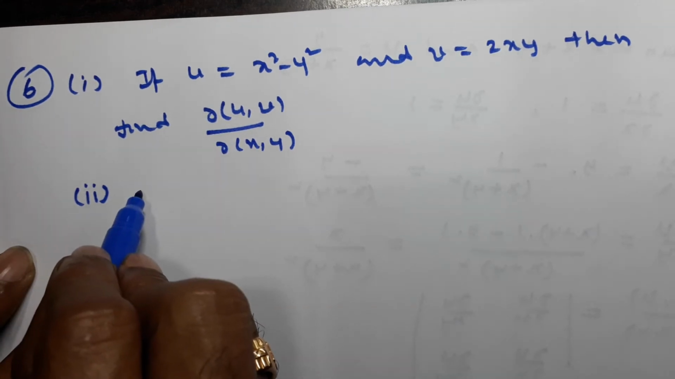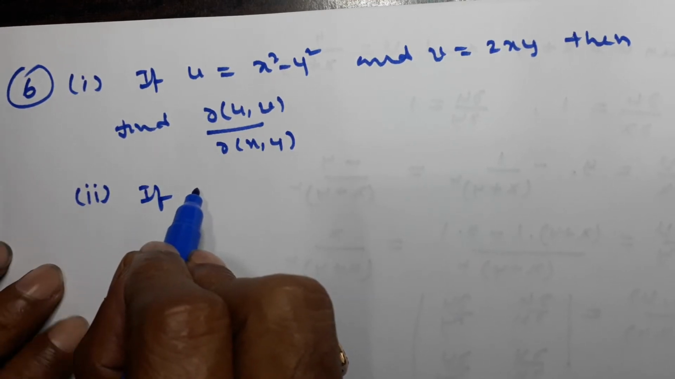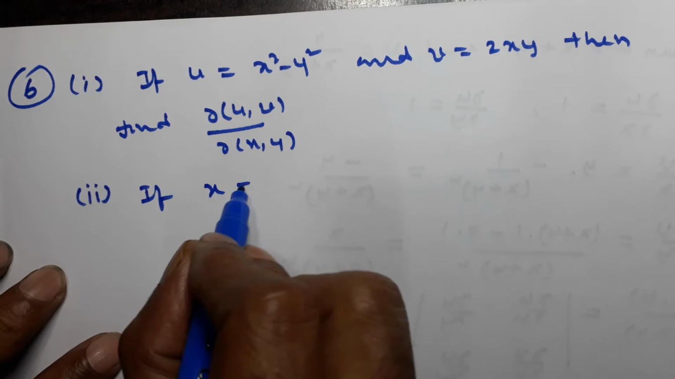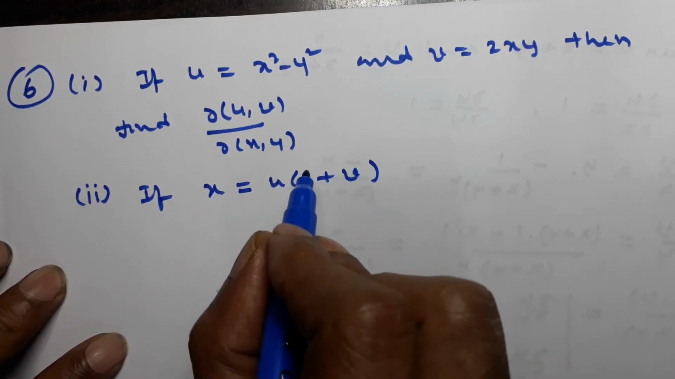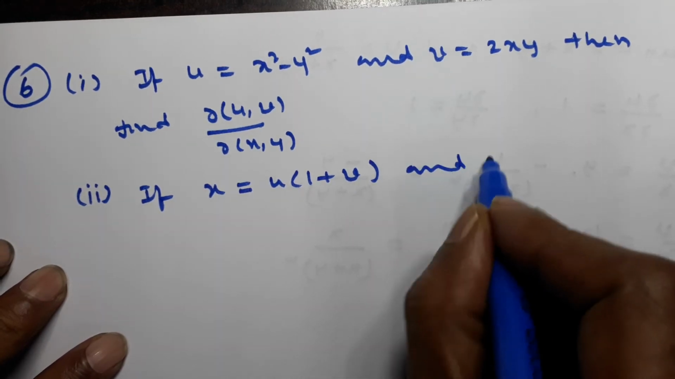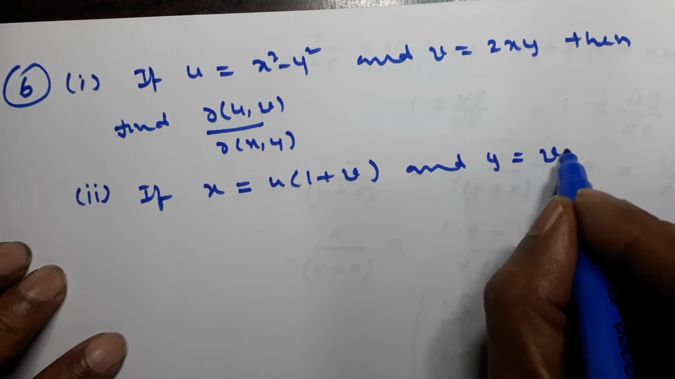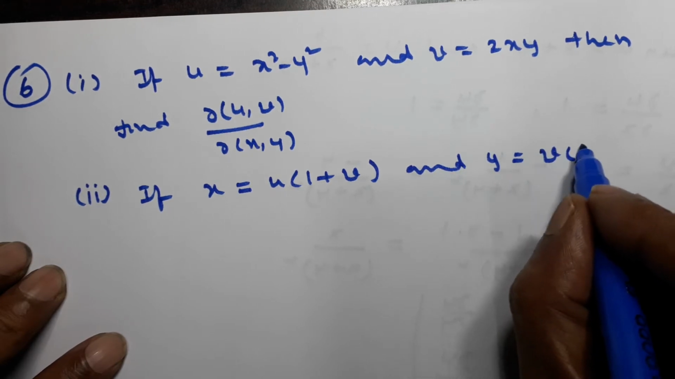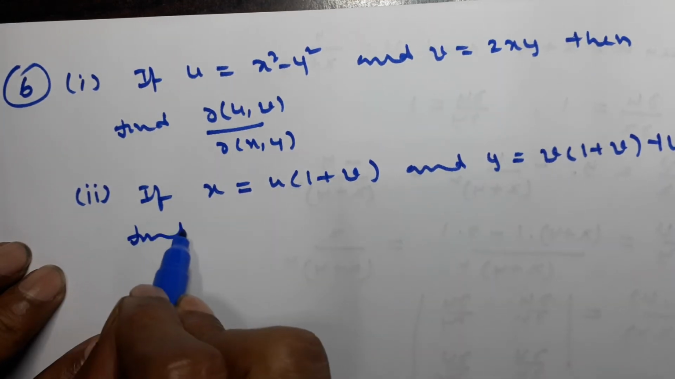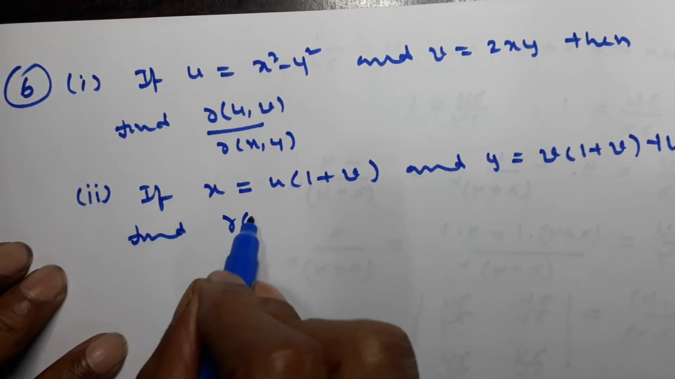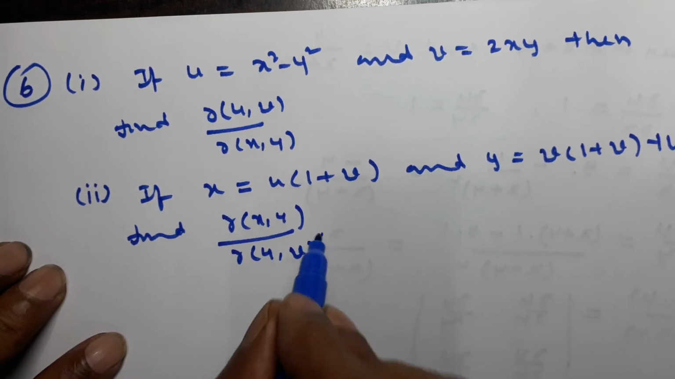And the second problem: if x is equal to u into (1 plus v) and y is equal to u v into (1 plus v), then find dou of (x, y) divided by dou of (u, v).